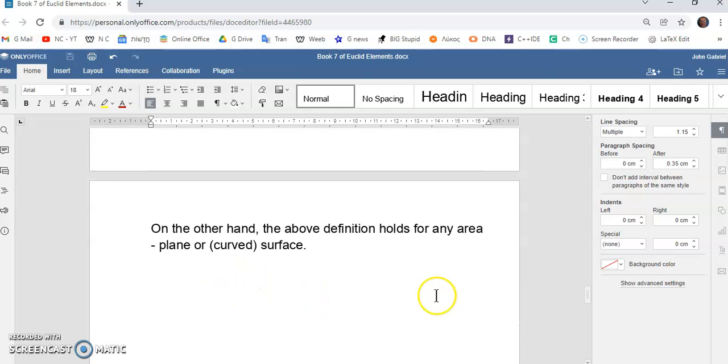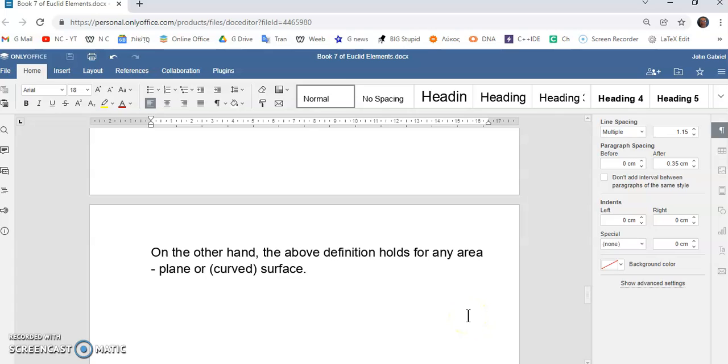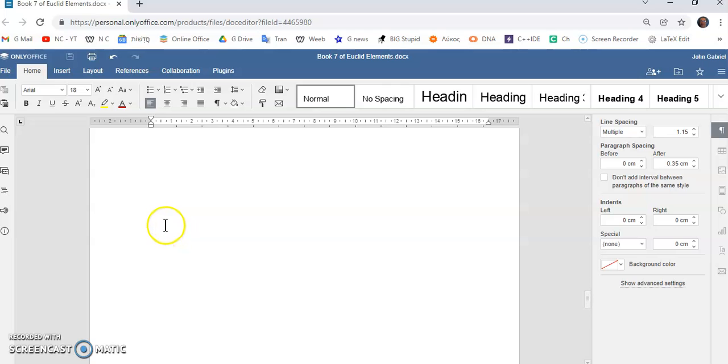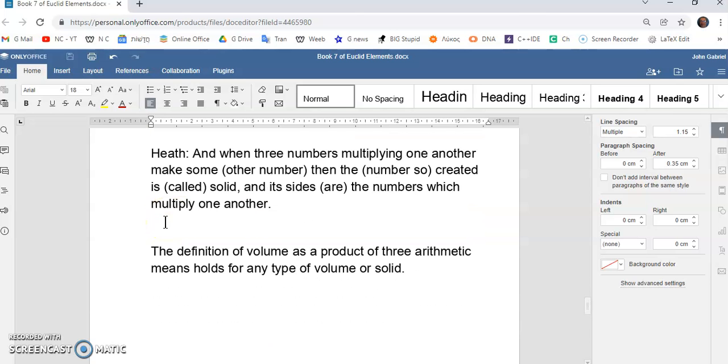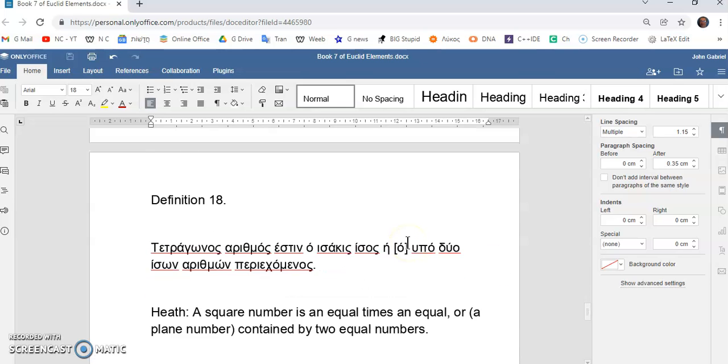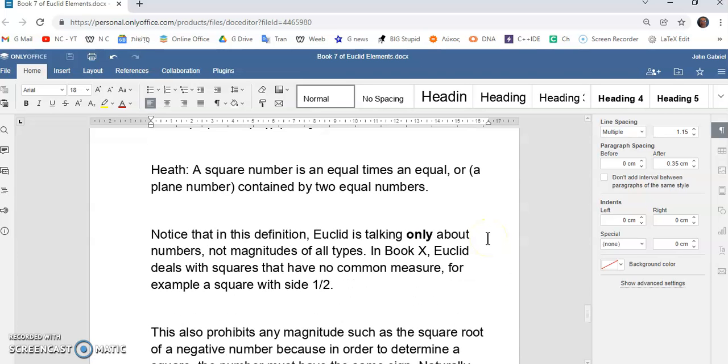On the other hand, the above definition, which Euclid stated, holds for any area, whether it's a plane or a curved surface or any other particular surface imaginable. So, from that point of view, it's pretty sound. Now, definition 17 is about a solid number. And if you hadn't guessed it yet, volume is generally defined as a product of three arithmetic means, and it holds for any type of volume or solid. Okay? So, definition 18 talks about a square number.